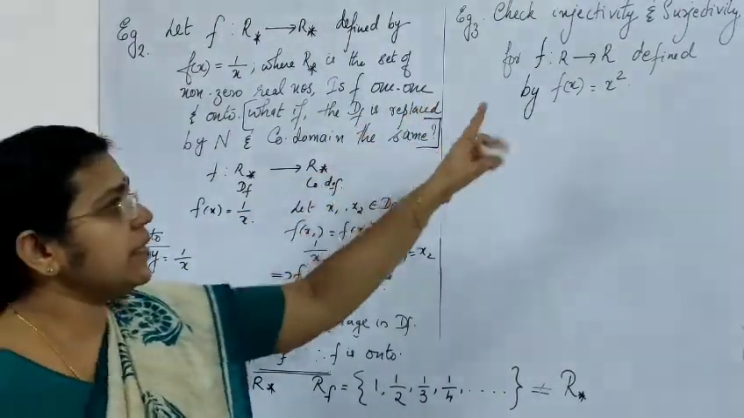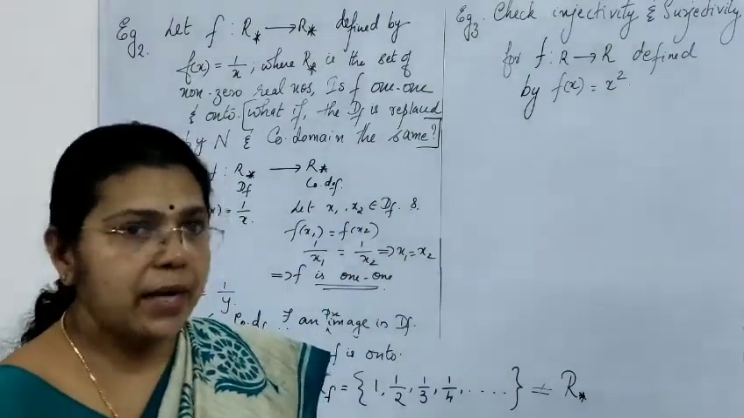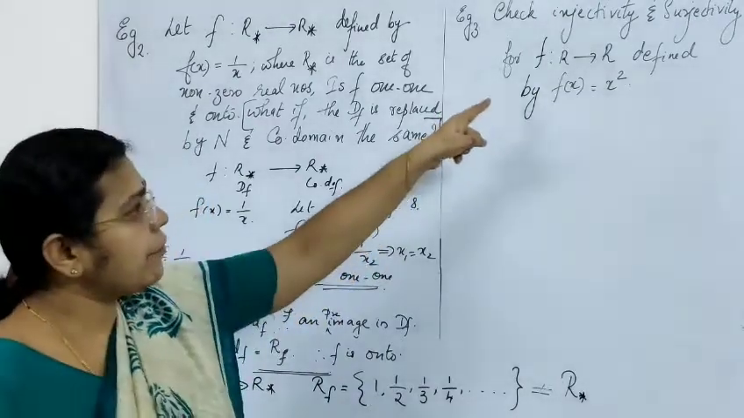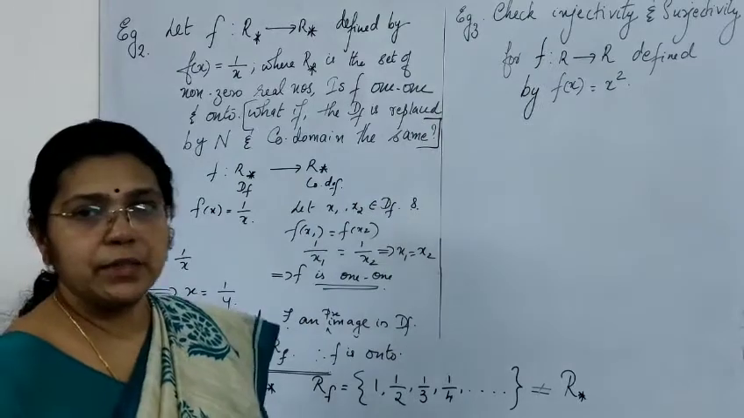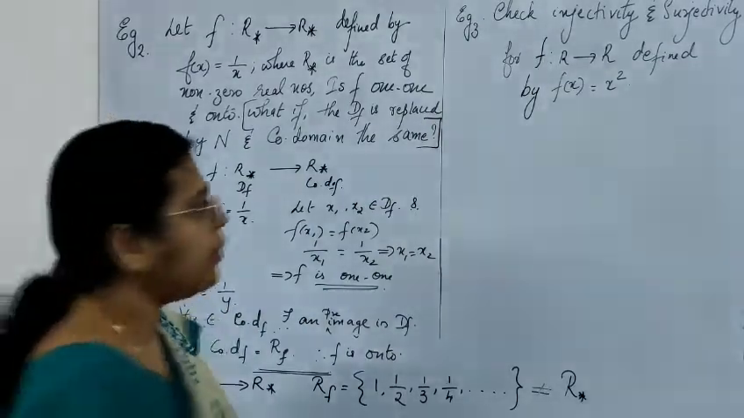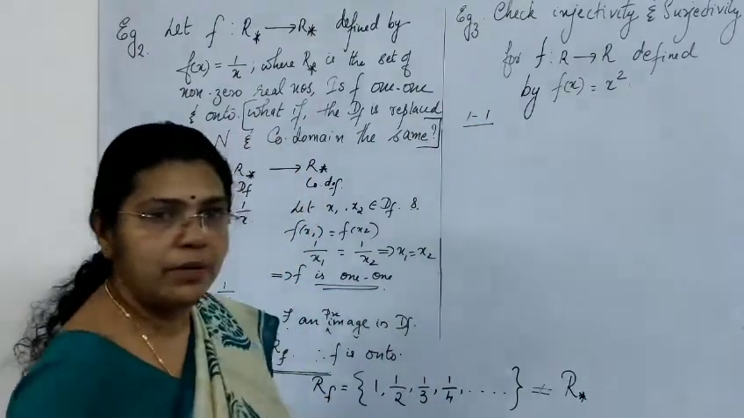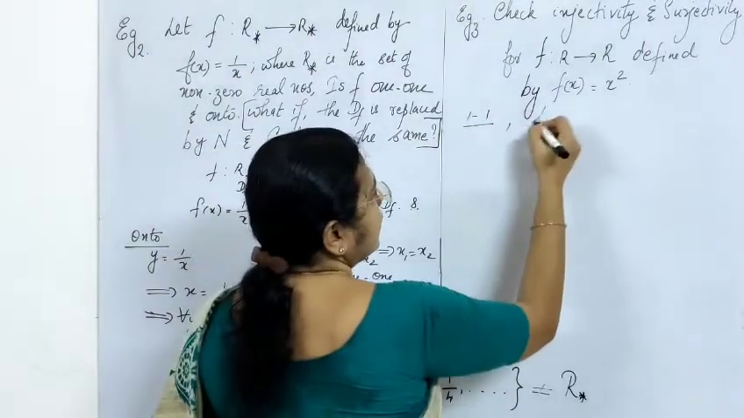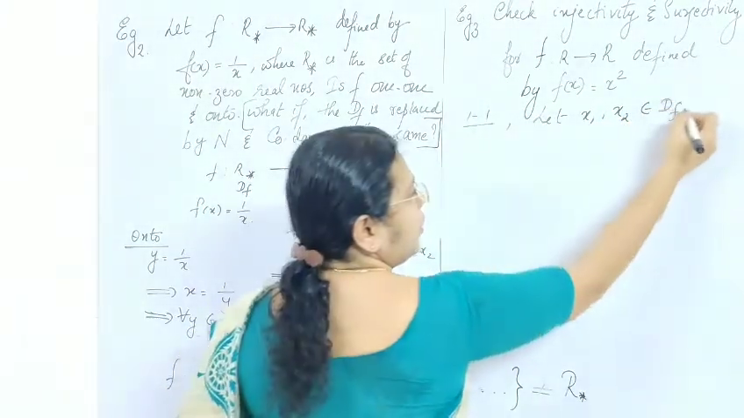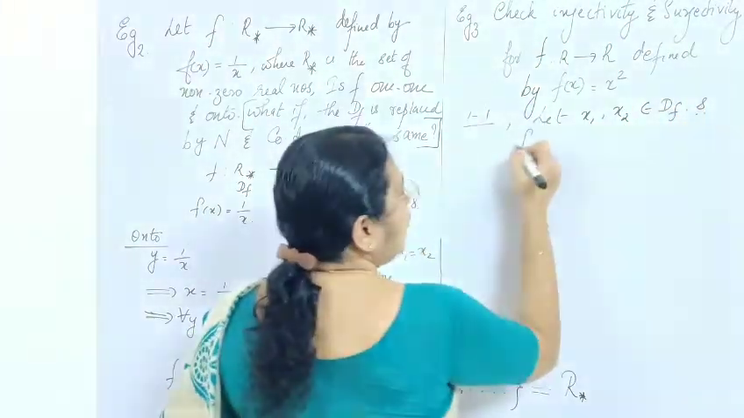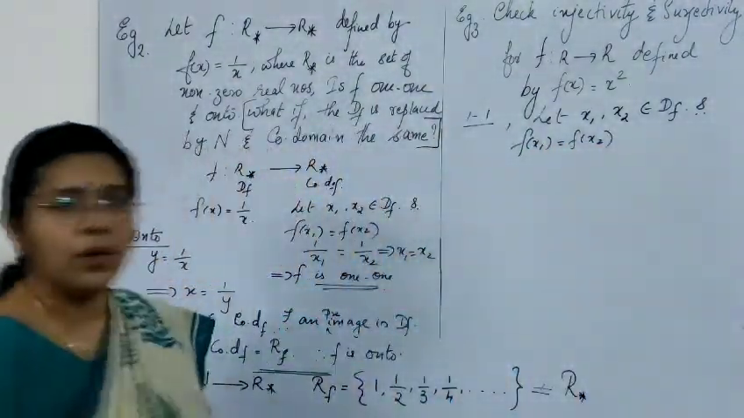Check injectivity and surjectivity. What does that mean? To check for 1-1 and onto. For f, a function defined from R to R, defined as f of x equal to x square. Okay. So to check whether the function is 1-1, I consider x1, x2 belonging to the domain of the function such that f of x1 equals f of x2. This is how we start to check for 1-1.